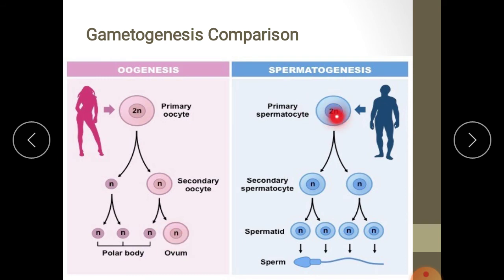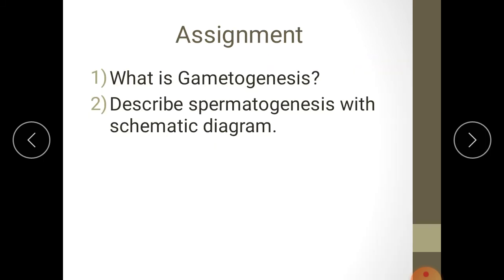Spermatogenesis: the primary spermatocyte undergoes first meiotic division to produce two secondary spermatocytes of equal size. Then secondary spermatocytes undergo second meiotic division to produce four spermatids of equal size. And they undergo differentiation to become sperm. This is called spermiation. This one is spermatogenesis, and this one is oogenesis. So with this we have completed gametogenesis, spermatogenesis, and oogenesis.